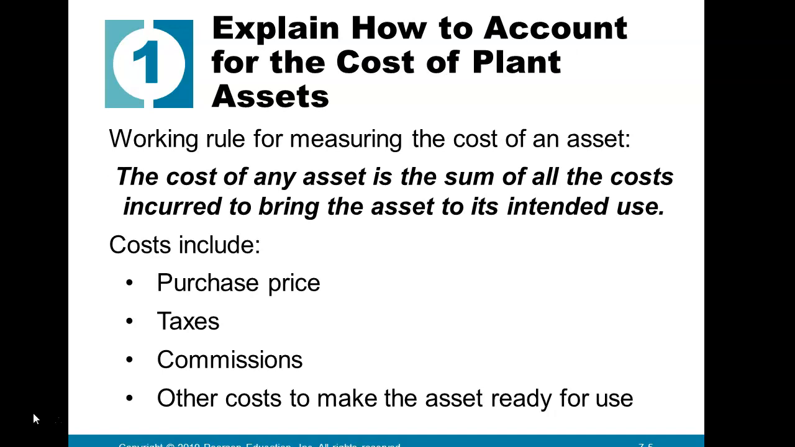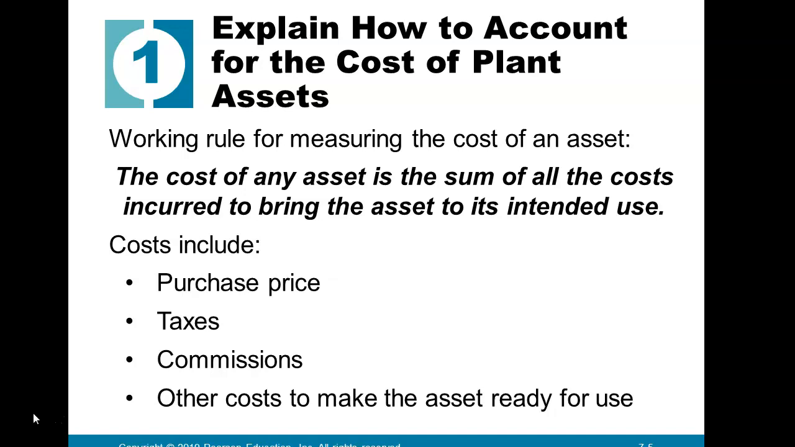So, rule. The cost of an asset is going to be the sum of all the costs that bring that asset to its intended use. That means sales tax, that means purchase price, that means commissions, that means closing costs. Any cost that you have to incur in order to use it or to bring that asset to its use is going to be included in that, and that's very important. So it's not going to be just a purchase price, it's going to be other costs as well. So it's important for us to know that. Accounting is going to give us that information.